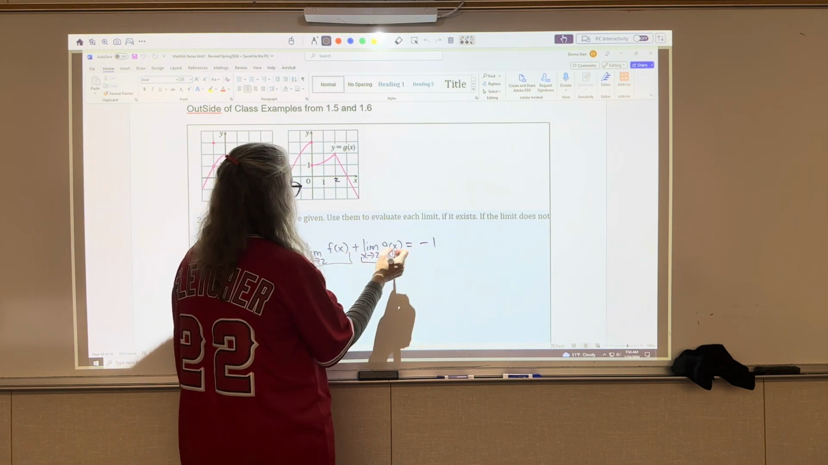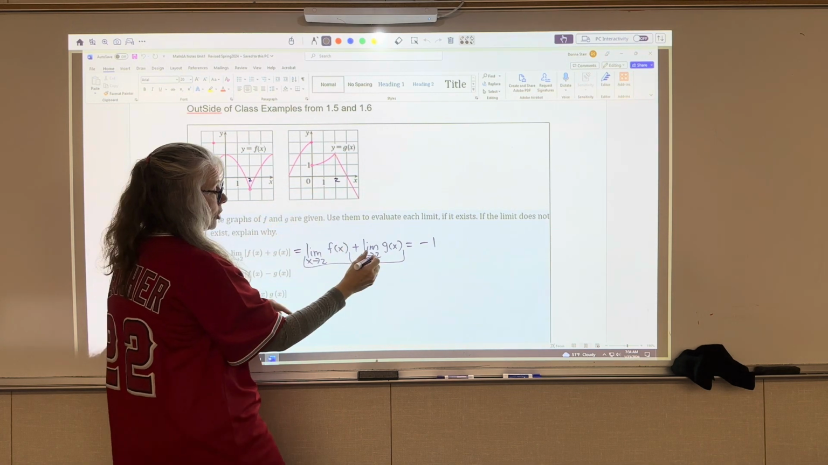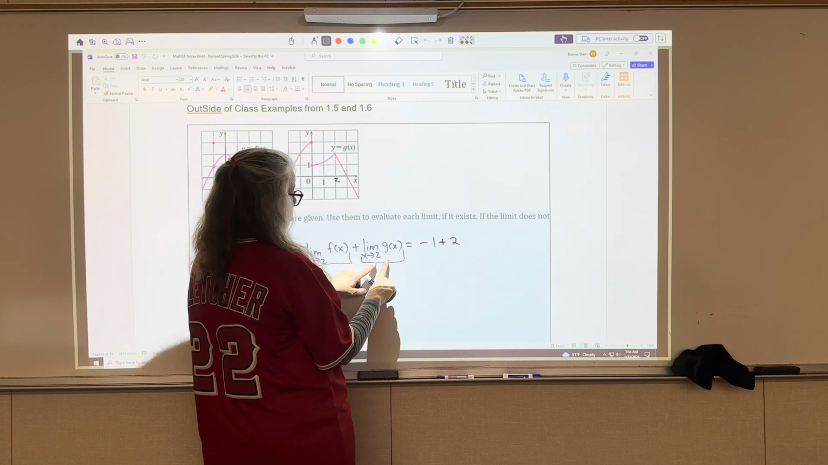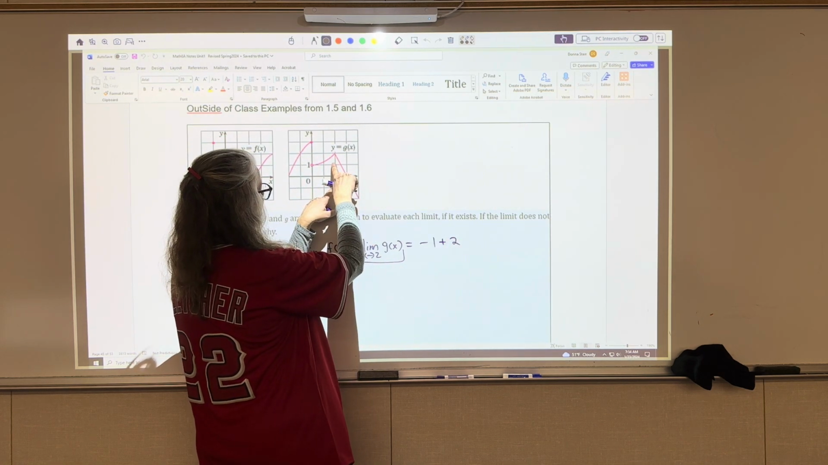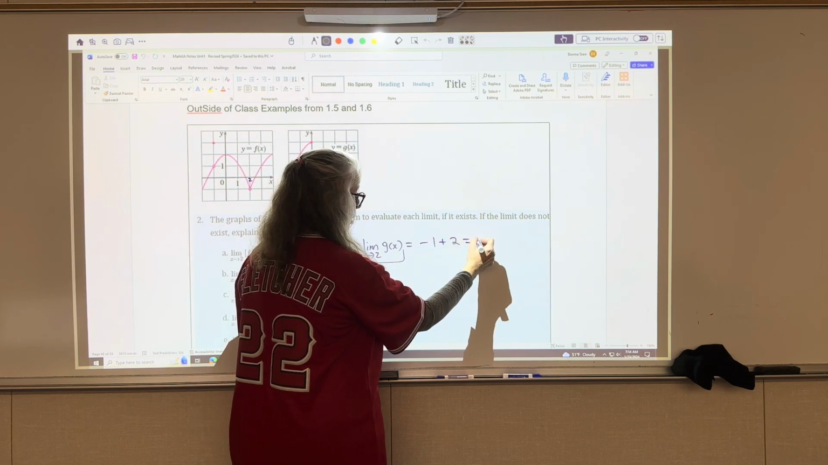Now I'm going to go find this one. As I get closer and closer here, I'm getting closer and closer to 2. So this one was getting closer and closer to 2, right? As I get closer and closer to 2. And so this answer is 1.